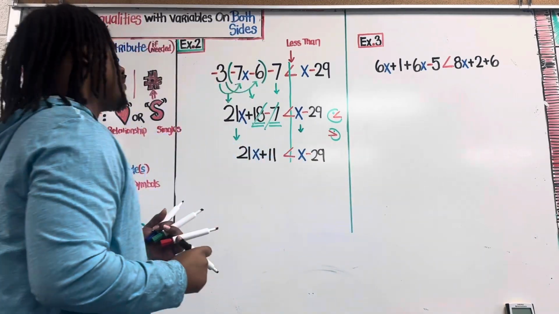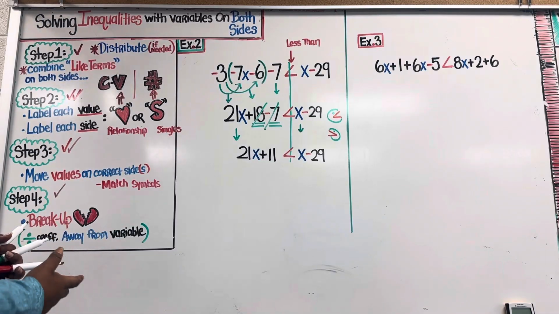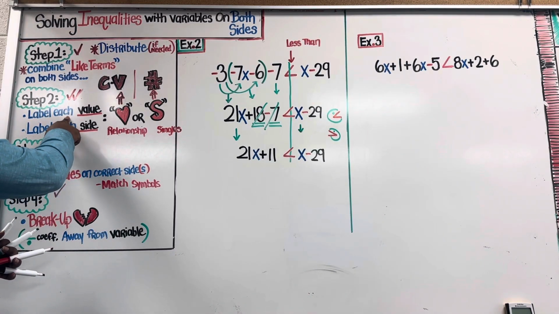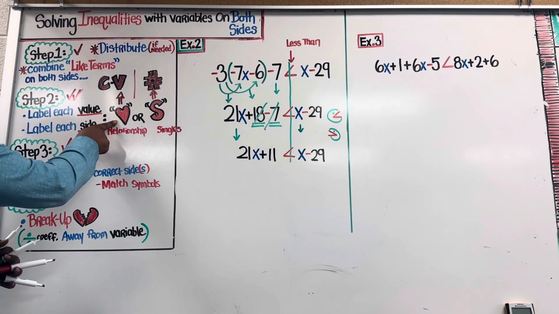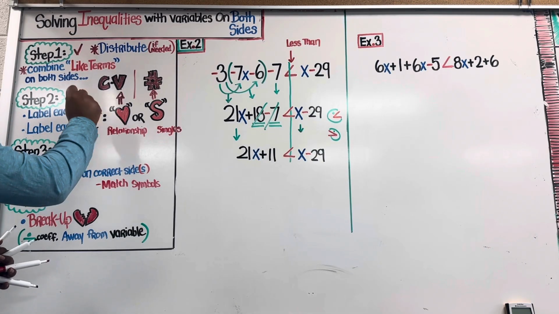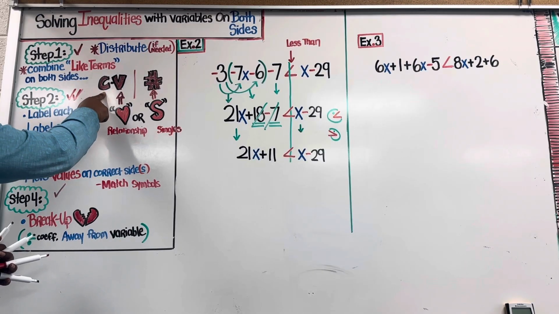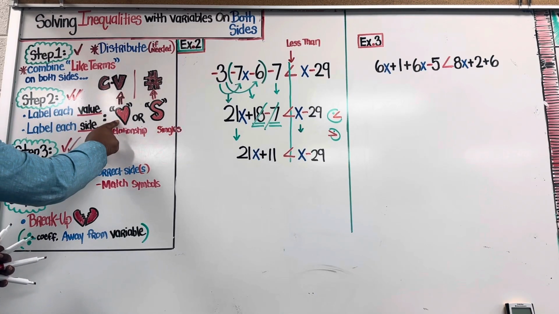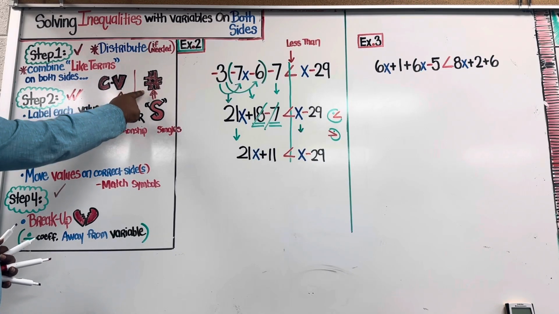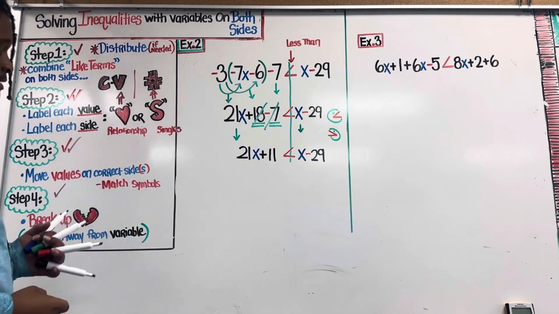All right, now the next thing I'm going to do, guys, is step 2. I'm going to label each value, and I'm gonna label the size, right? Whatever I put a heart, guys, that is the operation or the relationship between the coefficient and the variable. So whenever I see a coefficient linked with a variable, I'm gonna put a heart, and whenever I just see a number, I'm just gonna put an S, meaning singles, okay?